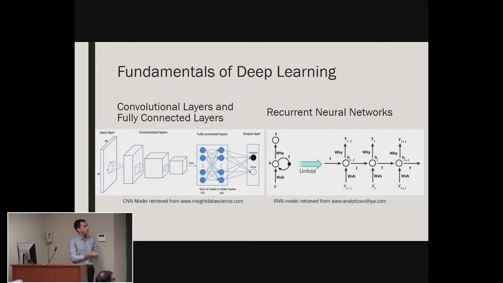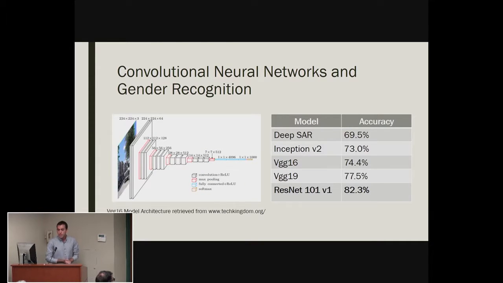We are using the CNN model, the convolutional neural network model, to process images, and recurrent neural network models to process video. In CNN experiments, we trained more than 10 famous, well-known CNN architectures, and some of them are listed in the table. And we found that ResNet version 101 has the best performance in our case, gender detection from surveillance video.